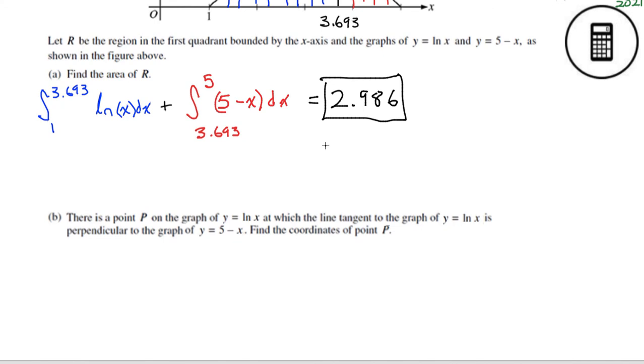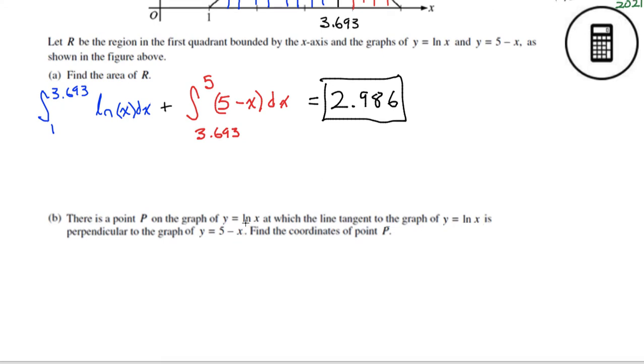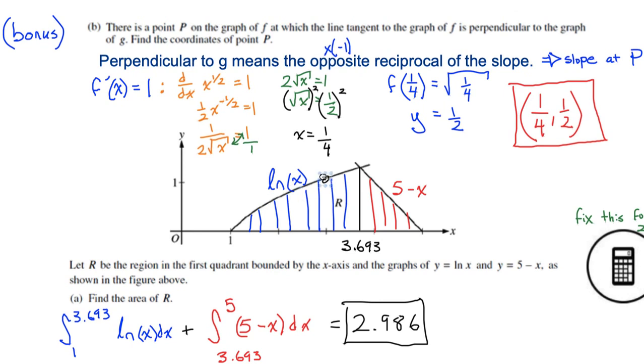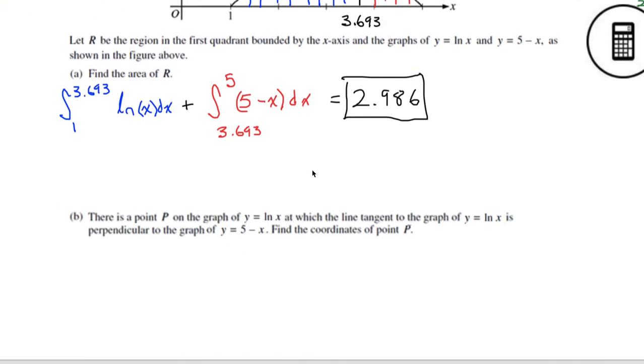B, there's a point P. Oh boy, is this one of those hard ones again? Point P on the graph of natural log of x. So on this blue graph right here, there's some P, I don't know where it is, but we can move this point somewhere on this line. So where's that point P going to be? It's perpendicular to the graph of 5 minus x. Find the coordinates of point P.